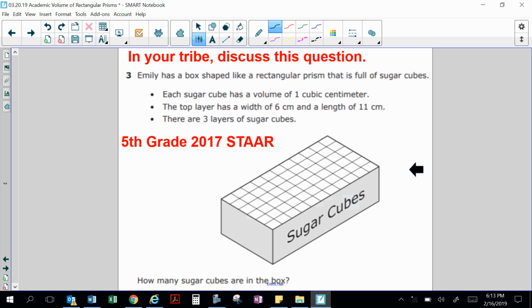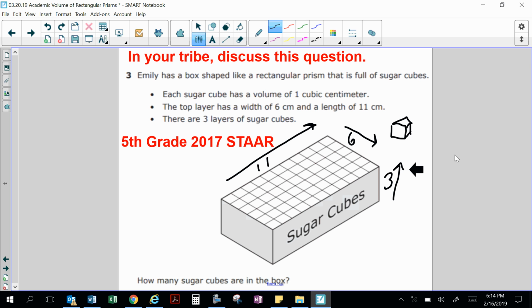That means this has a volume of 1. The top layer has a width of 6 and a length of 11. So width of 6 and a length of 11. There are 3 layers of sugar cube. How many sugar cubes are in the box? So that means there are 3 layers. So that means the height is 3. So how would you find the volume?